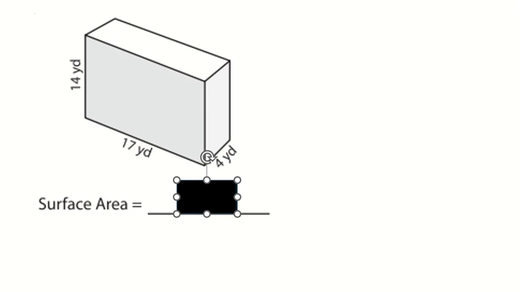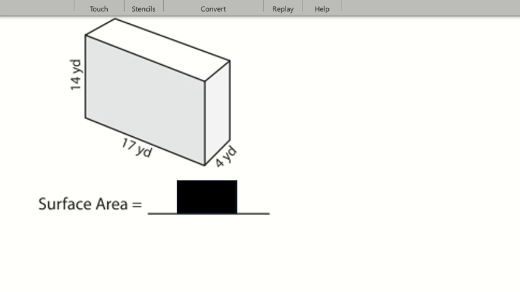Good day, everyone. Today we're going to be talking about surface area, and we're going to be finding the surface area of this rectangular prism. Remember, surface area refers to how many squares it takes to cover a three-dimensional object with no gaps or overlaps. So without further ado, let's go ahead and dive right into this.